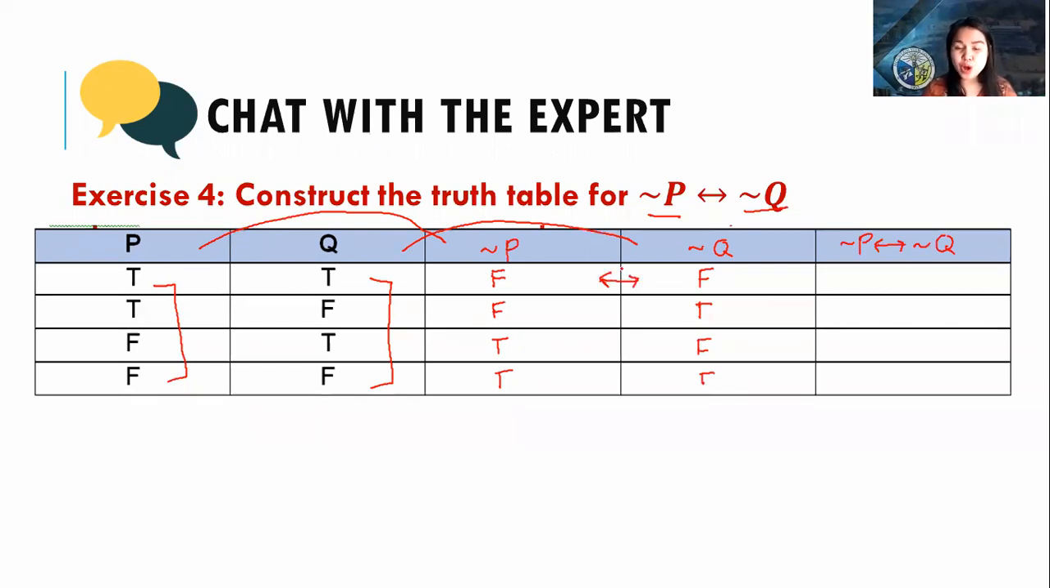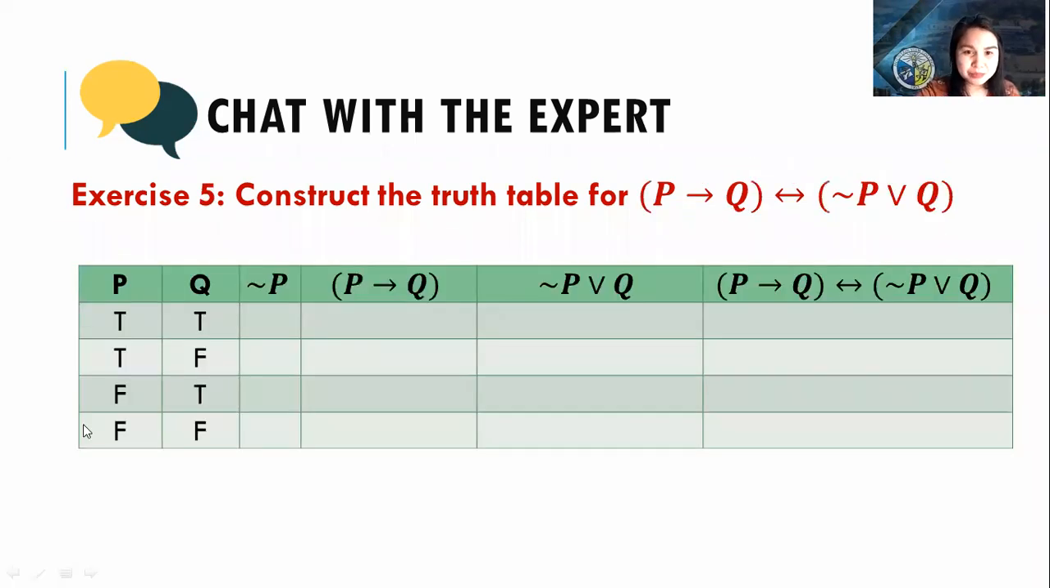The last, biconditional of these two columns. Remember the rule for biconditional? It's only true if both are true or both are false. So the first one, both are false, true. The second, not the same, false. The third, not the same, false. The last one, the same, so it is true. Questions? No questions? I'll go to the next example.